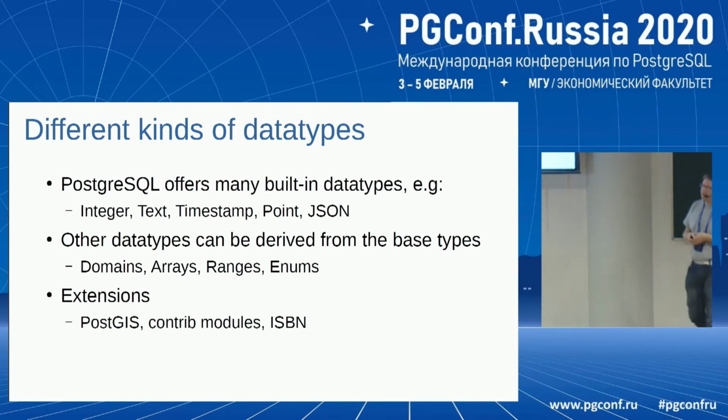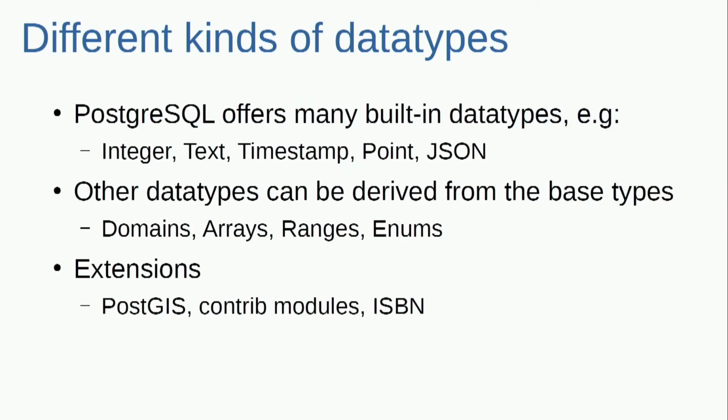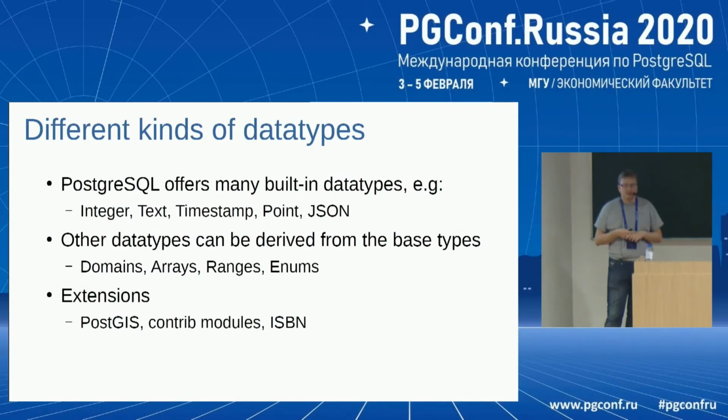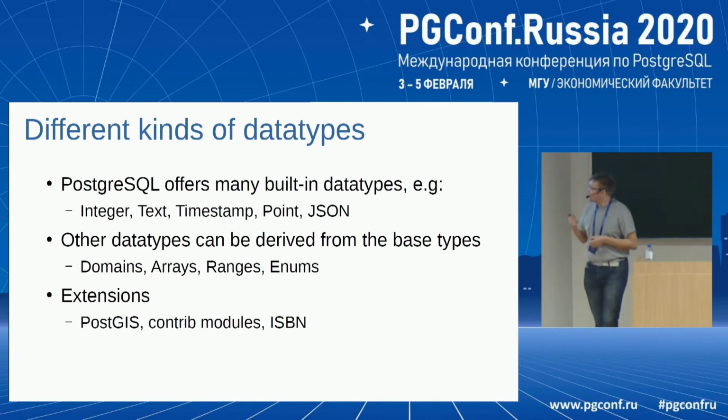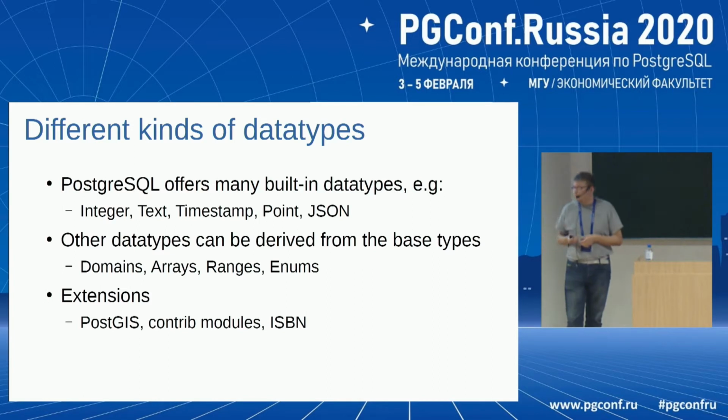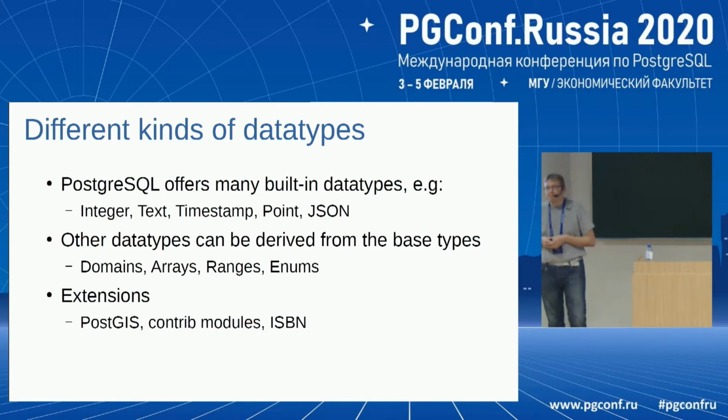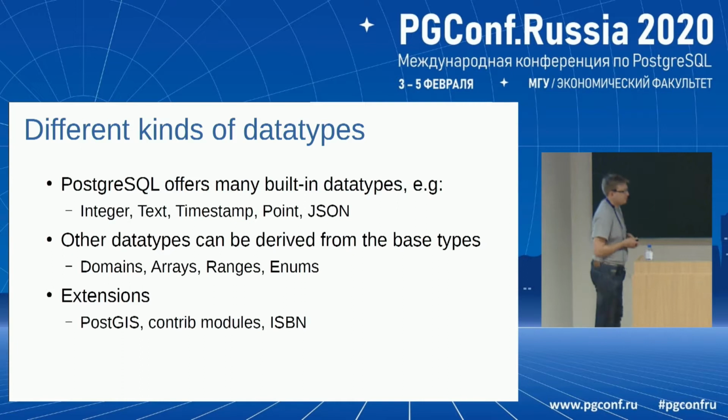So Postgres has many different kinds of data types. There's a whole bunch of built-in data types like integers, text, numerics, and then there are more complicated data types that are still built in, like JSON, JSONB, point. There's also a bunch of extensions. PostGIS is a big one. There are also contrib modules in Postgres itself. For example, there's a data type for storing ISBN numbers for books. And there are plenty of other data types out there on GitHub to do various tricks and things.